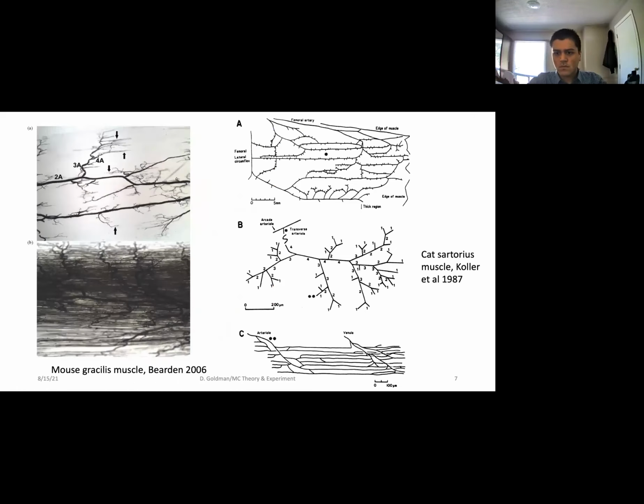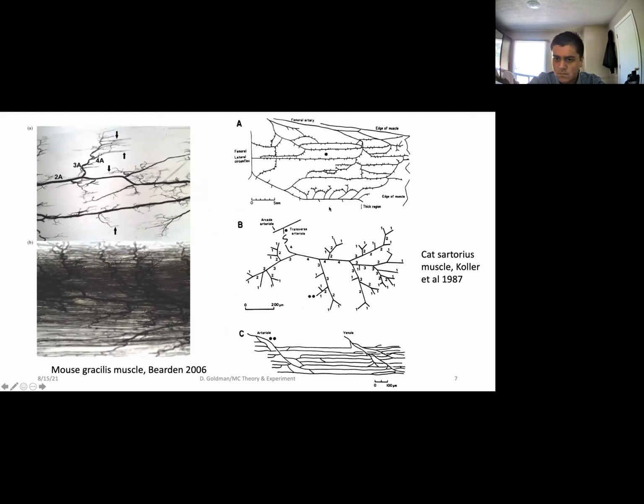Okay. So just to give you an idea of the complexity of the microcirculation, and I'm really focused on muscle because I've mostly worked on skeletal muscle. Here are some examples of experiments that have been done. This now is from a mouse leg muscle, and you can see that depending on the scale you look at, you can either see a bunch of arterioles, or you can see very dense capillaries here. All these little lines are capillaries.